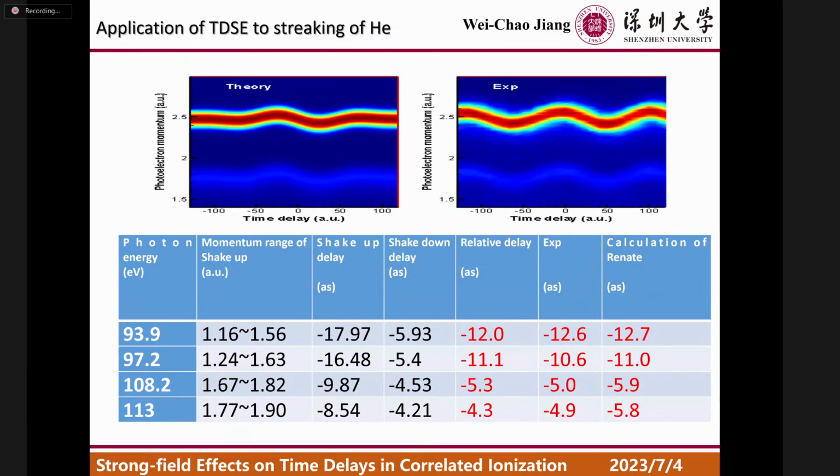Next, I will introduce our studies of the strong field effects on the time delay. As a check of our numerical method, we first try to reproduce previous calculations by Renat. We have compared our theory with the experimental measurement for the photon energy around 100 eV. This is our result, this is the experimental result, and this is the result from Renat. You can see that all these results agree typically within 1 attosecond.